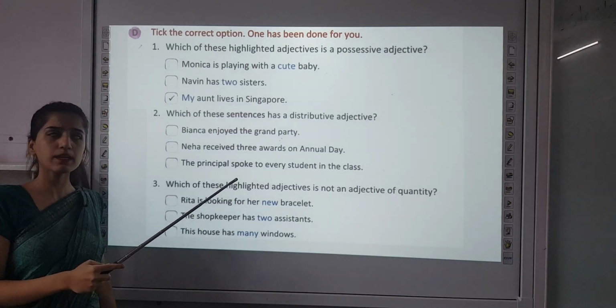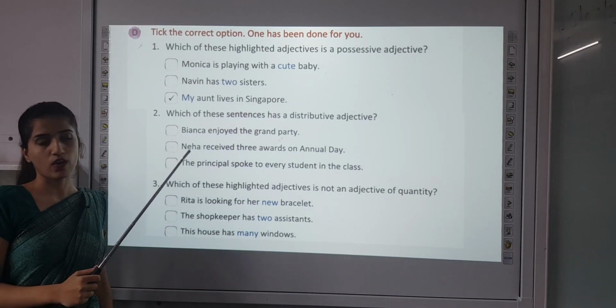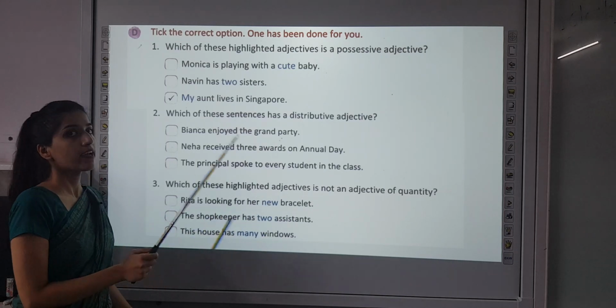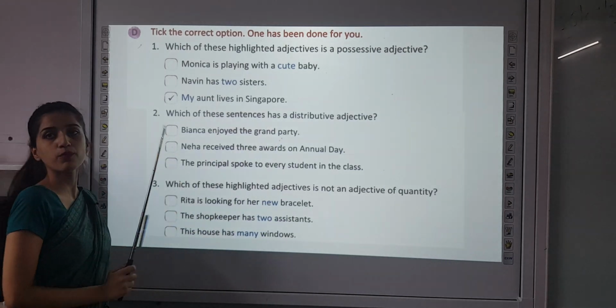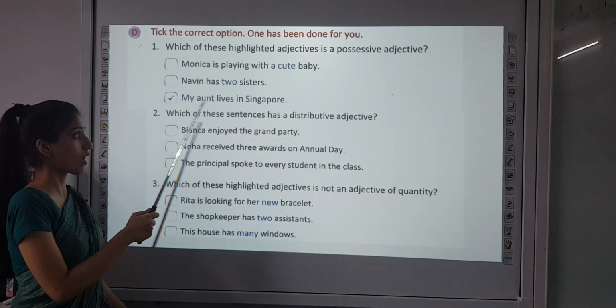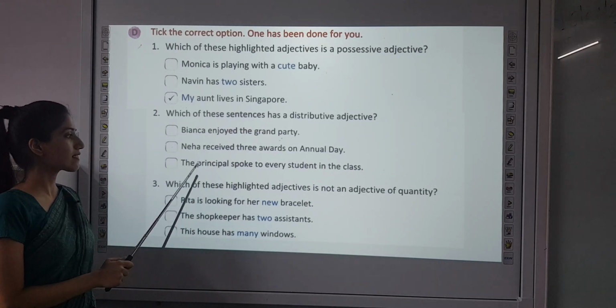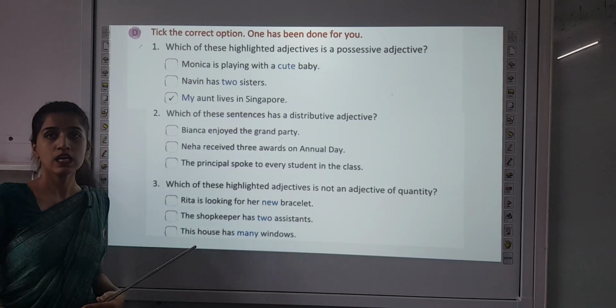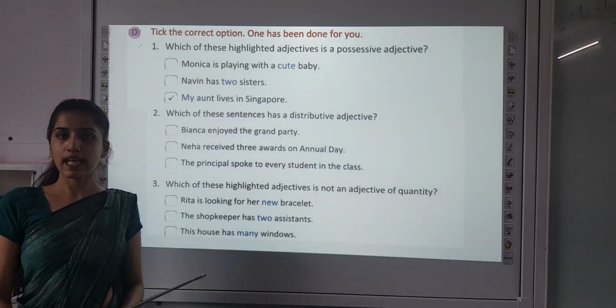Is there any distributive adjective? Not again. The principal spoke to every student in the class. Here I have got a distributive adjective, that is every. So the correct option would be the last one. The principal spoke to every student in the class. So rest will be done like this only.